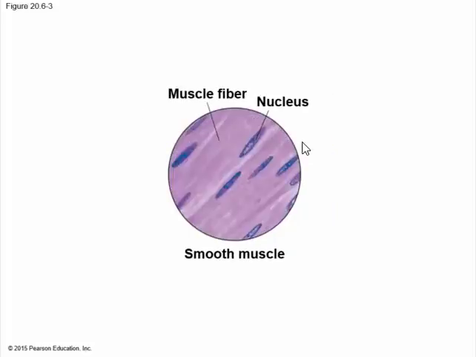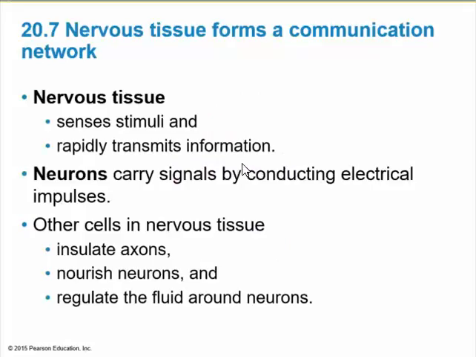Smooth muscle cells are tapered at both ends like a needle, pointed at both ends. They have one nucleus per cell. Nervous tissue senses stimuli and transmits the information rapidly, through electrical impulses. Neurons are the functional units of the nervous system. These are the conducting cells that conduct the electrical impulses. There are other cells in addition to neurons which support and nourish the neurons. We call those glial cells.